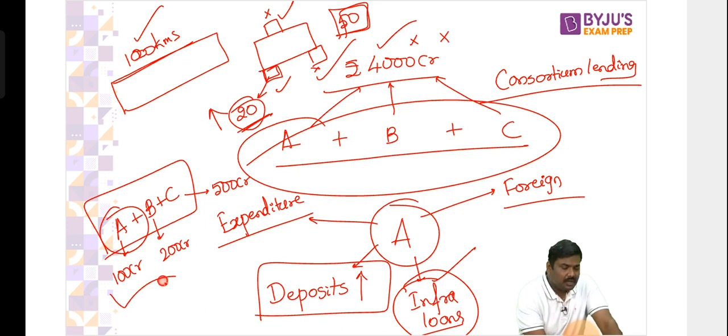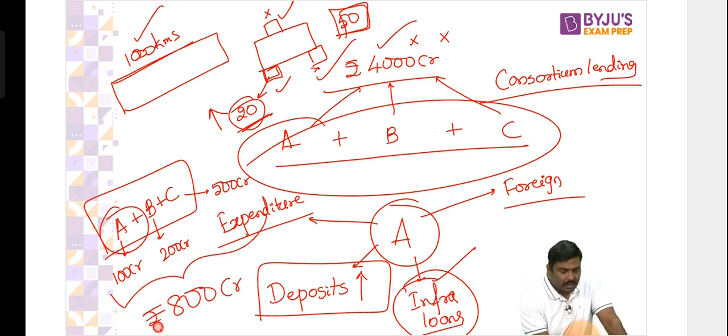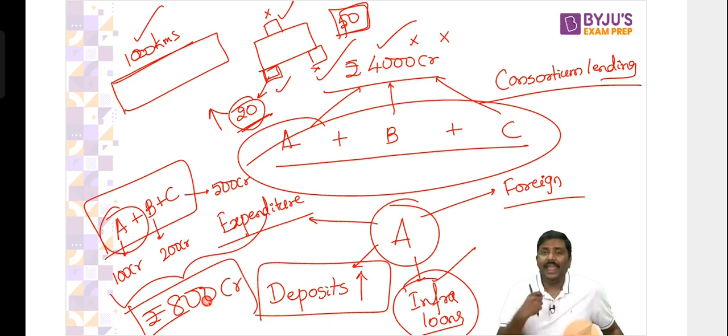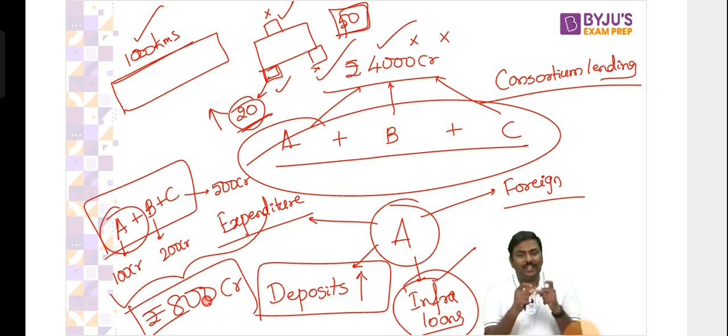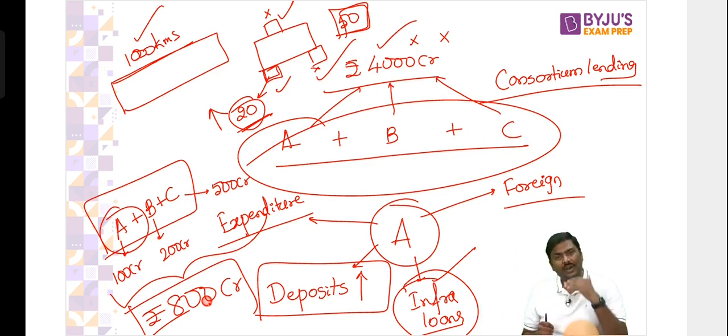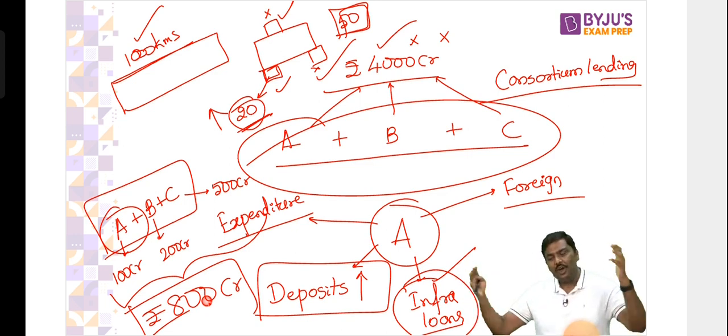Because A, B, and C are merged, now what will happen to the asset size of the bank here? The new entity will have 800 crore rupees. Now, if this new bank, which has assets of 800 crore, fails, what is the impact on the economy? Will the impact be larger or smaller?